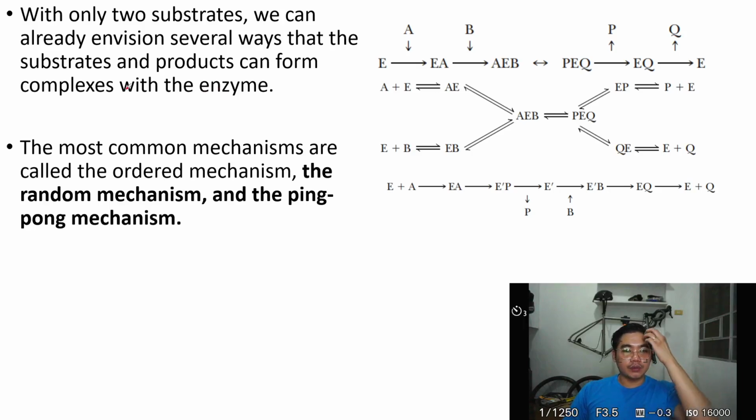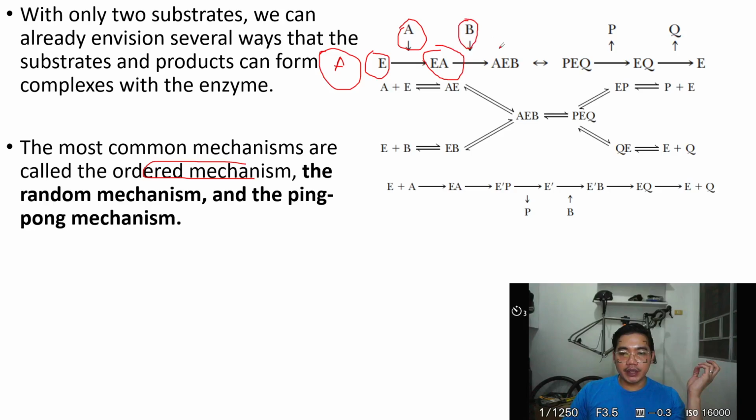So with two substrates, you can envision. In this case, we already have two substrates. So it's more complicated than one substrate. So we have different types, no? We have your ordered mechanism. This is A, ordered. Meaning, it is in order. So your enzyme binds to A first, then it becomes EA, then it binds to B, and then becomes AEB. If you look at the arrows, it's just an irreversible sequence. That's why it's called ordered.